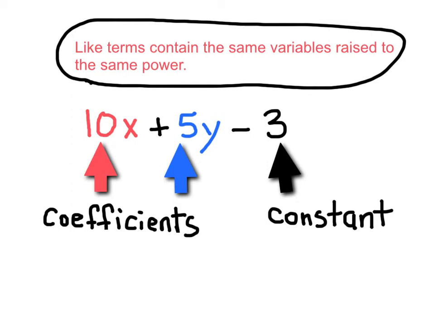Here we have a minus 3. Now, a minus 3 is a number without a variable attached to it. So we call those numbers constants. And a constant could be any kind of a number. It could be a fraction, a decimal, it doesn't matter. Any number that doesn't have a variable, we call a constant.